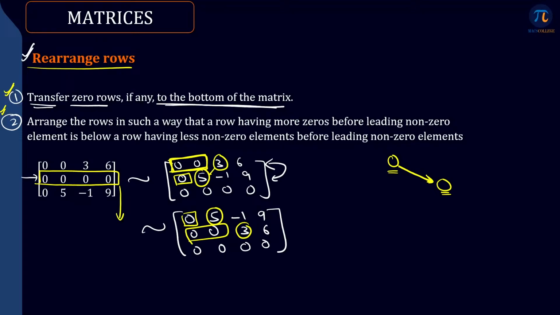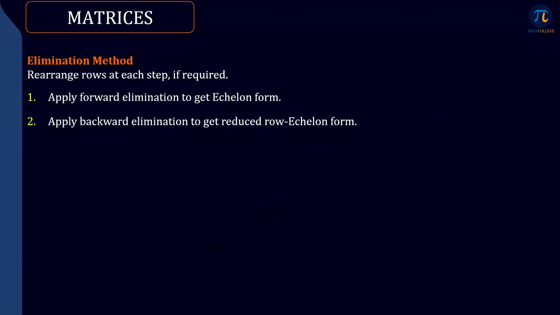Okay. Now, let us move on to the actual methods called the Gaussian elimination method and the Gauss-Jordan elimination method. Of course, we can call them combinedly the elimination methods. And as I told you, rearrange rows at each step if required. If you find a zero row at the top, blindly pull that down. Secondly, arrange the rows in such a way that a row having more zeros before the leading element is below a row having fewer zeros. Then you can continue your procedure.